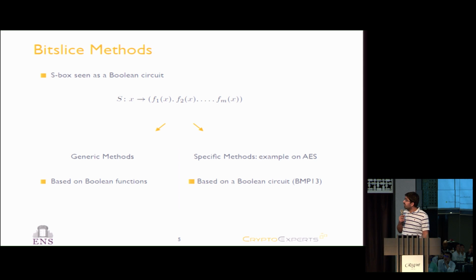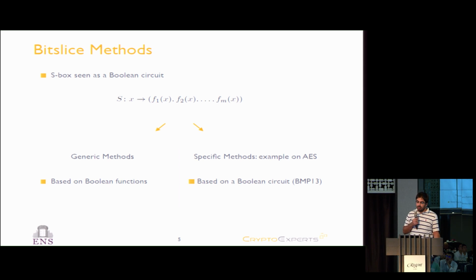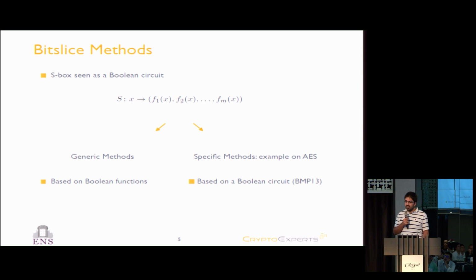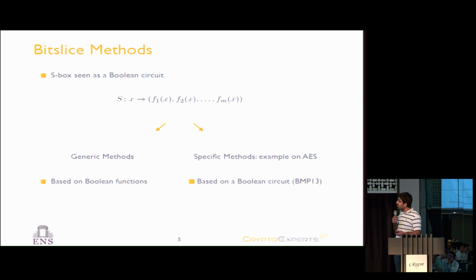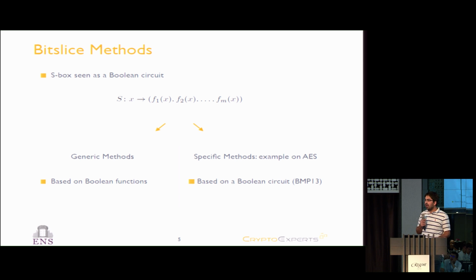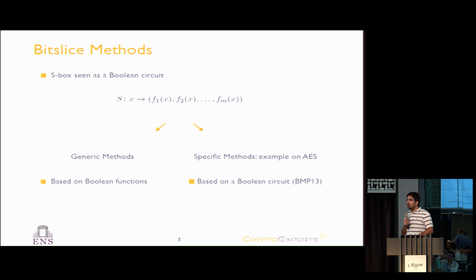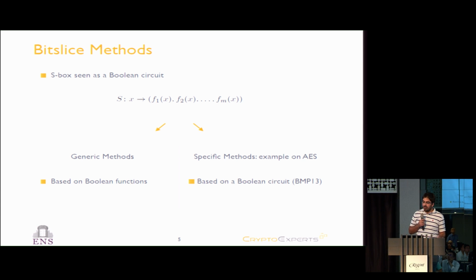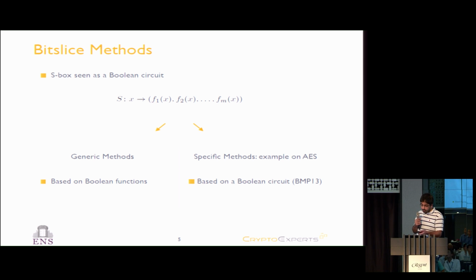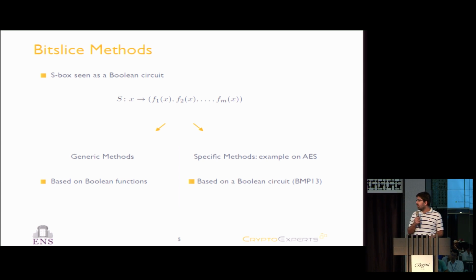Another approach is what we call the bit-slice method, where you no longer look at the S-box as a polynomial, but as a Boolean circuit to implement it in software with bit-slice. So the S-box can be seen as an m-coordinate function, where each of these coordinate functions is a Boolean function. For the generic method, this is similar to the polynomial method, but now you work with Boolean functions. And for the specific method, for example for the AES, you try to find the most compact circuit that will evaluate this S-box. For this, the circuit from Boyar et al. uses only 32 nonlinear gates.